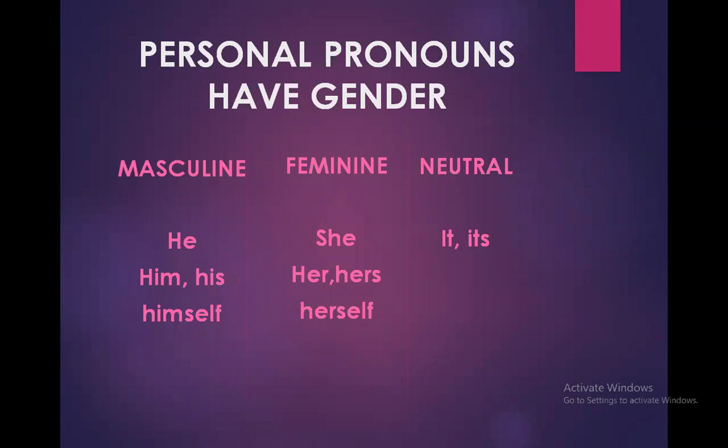So obviously noun is both. It is neutral, it is masculine, and it is feminine. And here masculine pronouns are he, him, his, himself, and feminine pronouns are she, her, hers, herself. And we have neutral pronouns also. They are it and its.